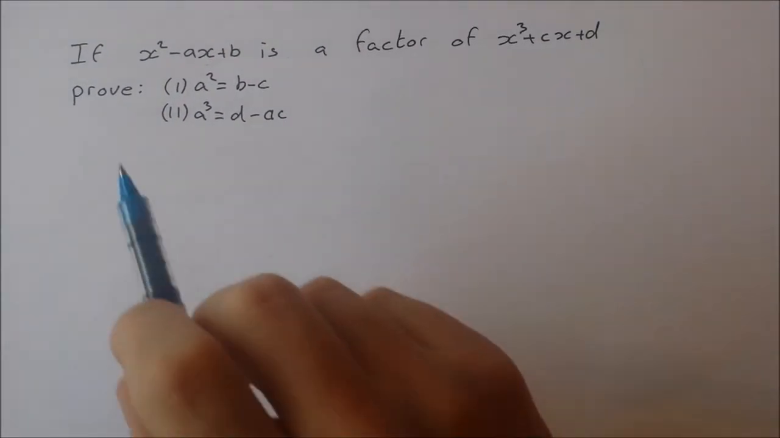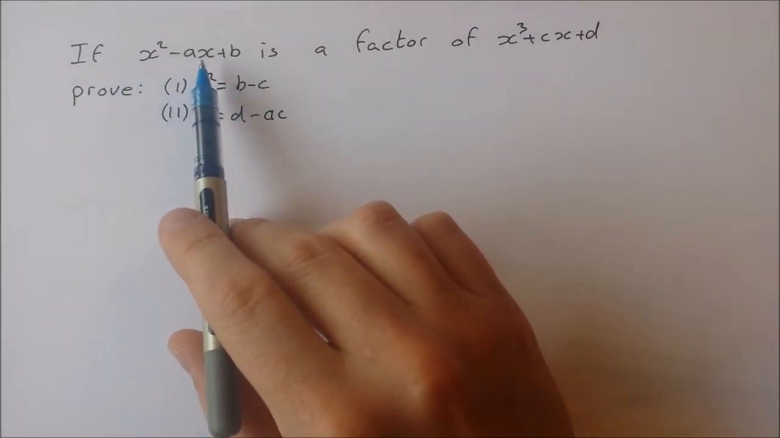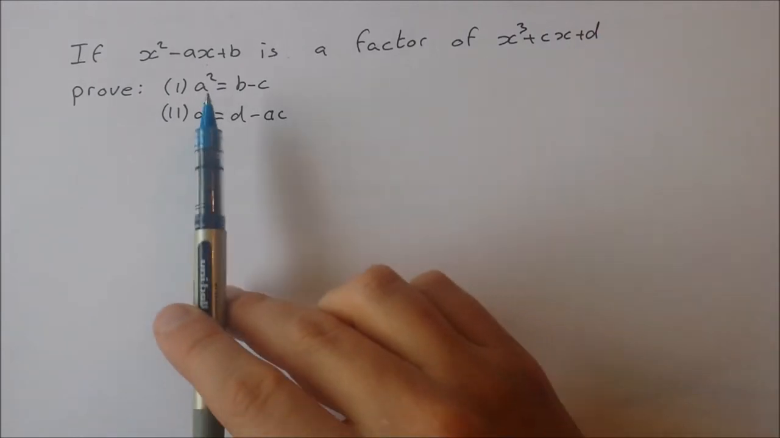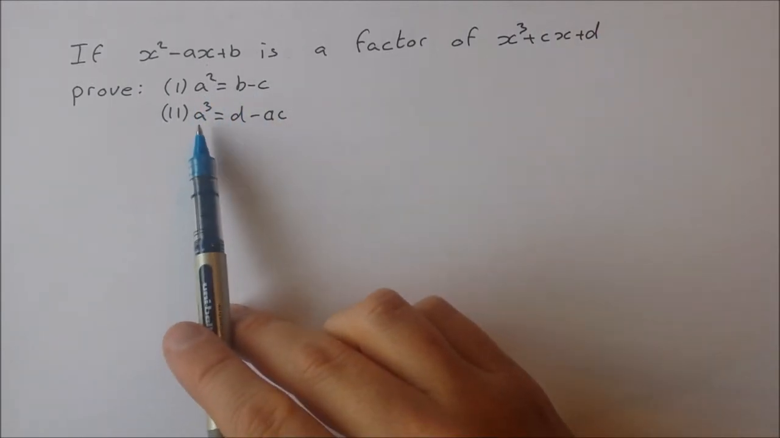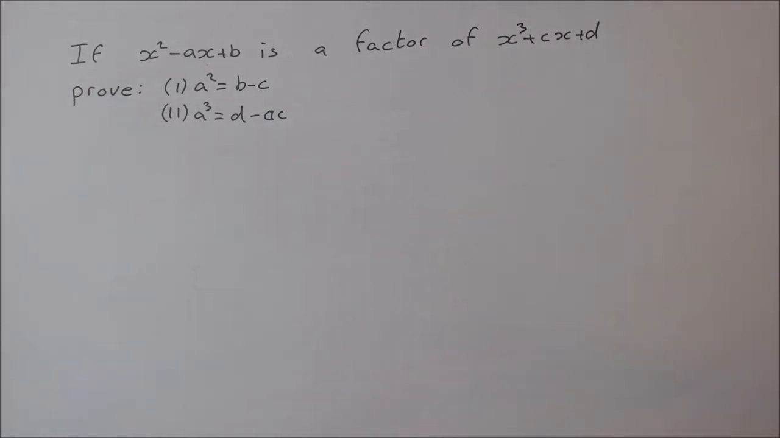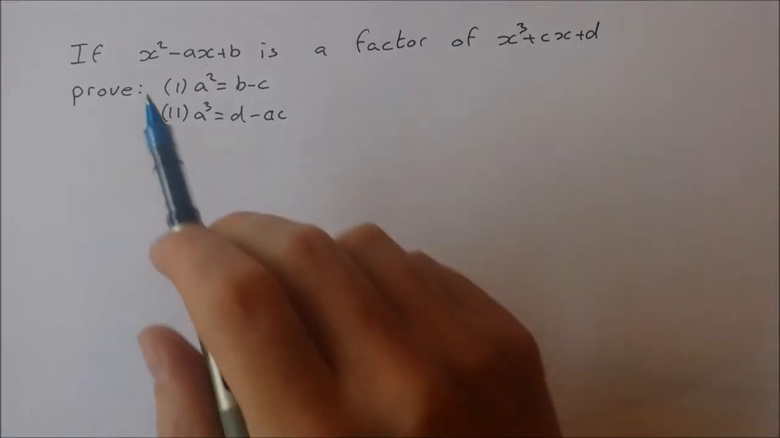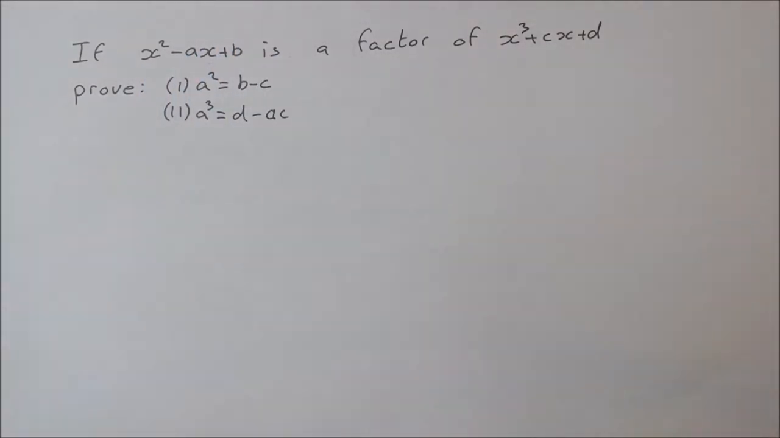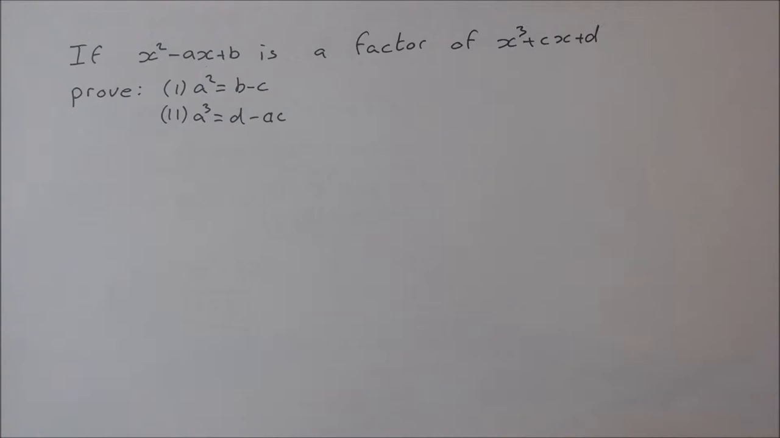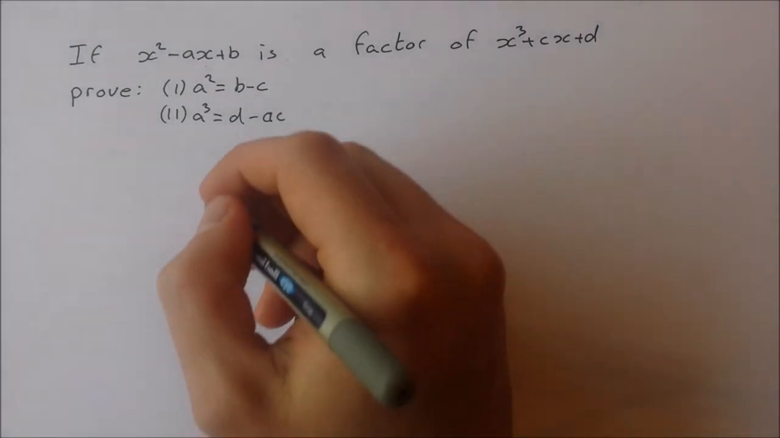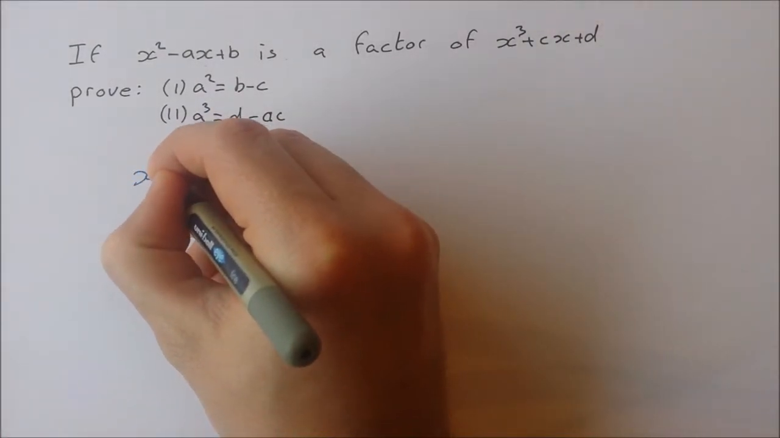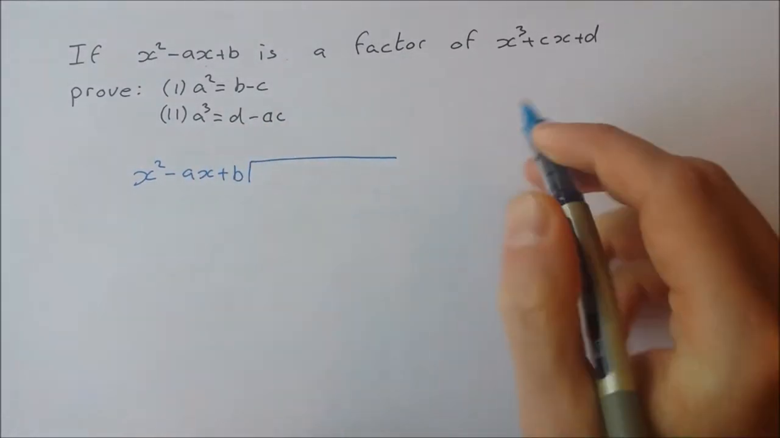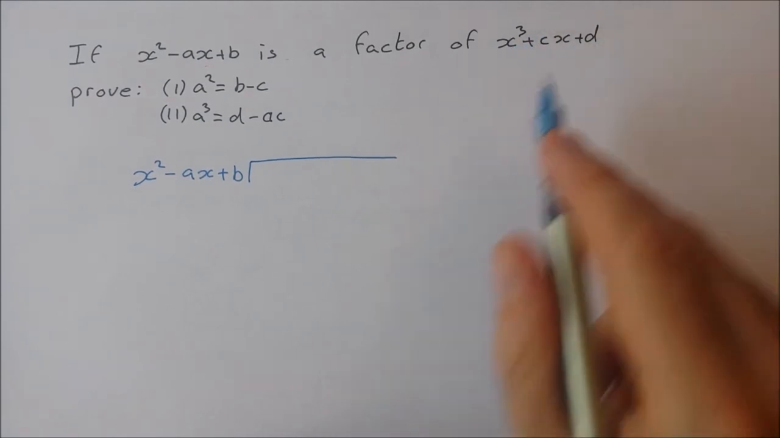Okay, in the next question, if x squared minus ax plus b is a factor of x cubed plus cx plus d, prove that this is equal to this and this is equal to this. Now, if this is a factor of this, I know that it will divide into it evenly with no remainder. So that's what I'm going to do. I'm going to divide x squared minus ax plus b into this here, x cubed plus cx plus d.